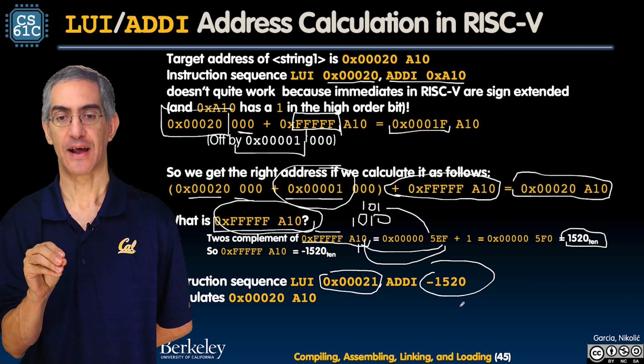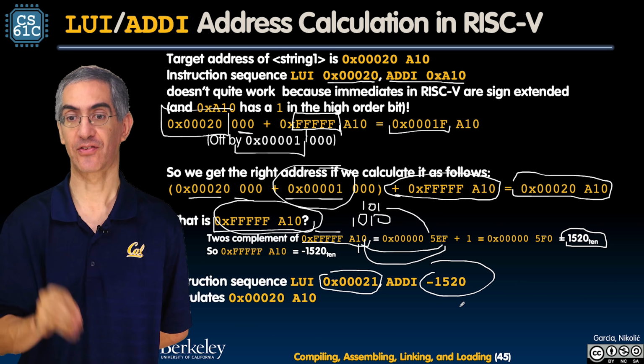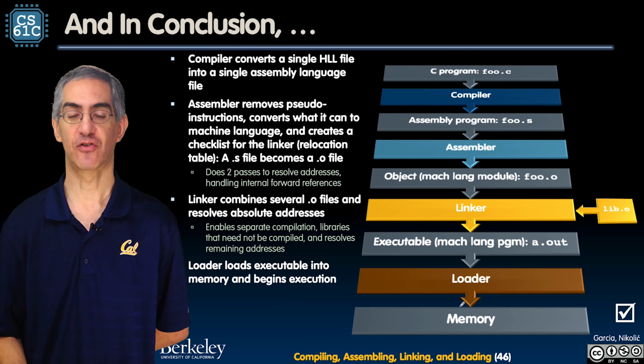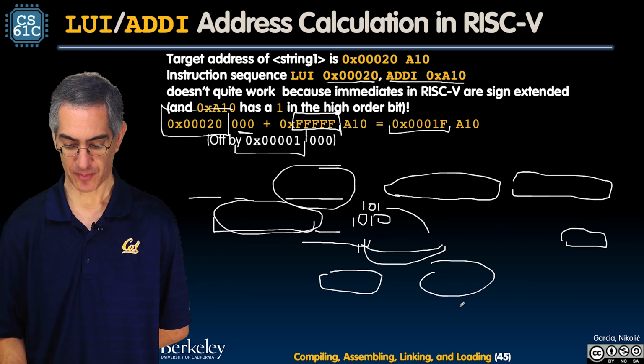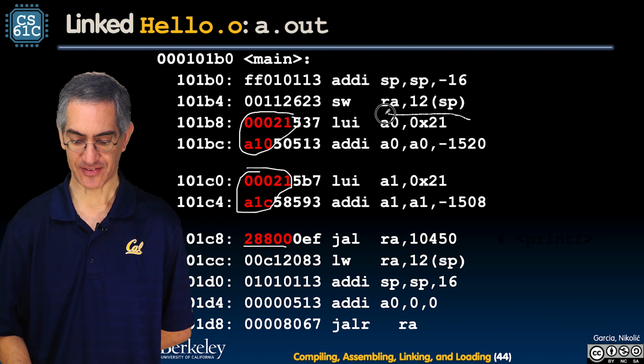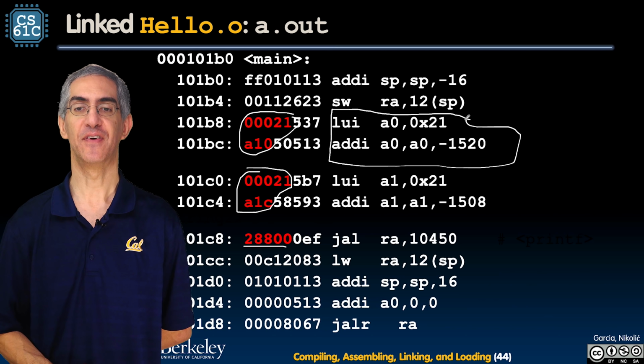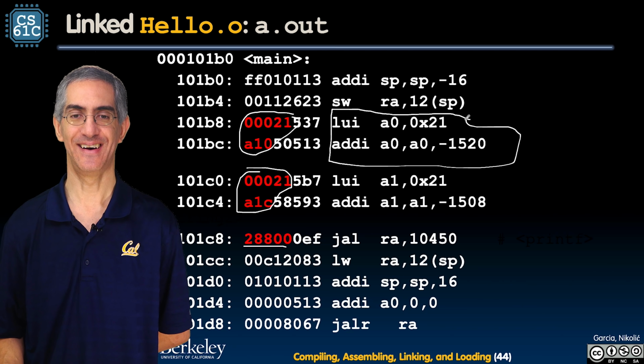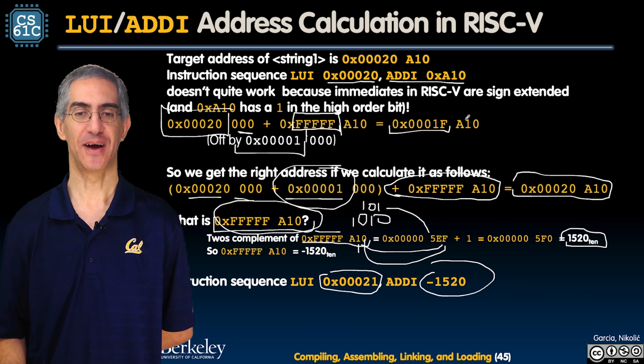So remember, lui 21 in hex, addi minus 1520. And that's why, whoops, let me show here. That's why, look, this is lui 21, addi minus 1520. Huh? Okay, pretty cool, right?